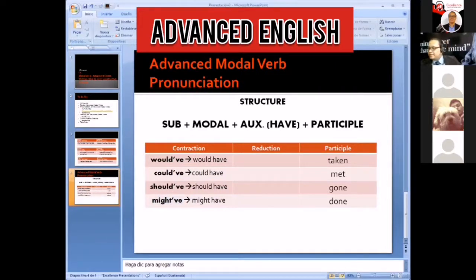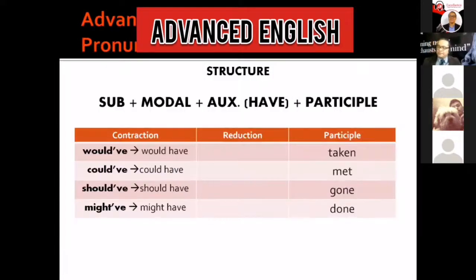So let's practice a little bit. It's all about practicing, you know what I'm saying? Just like in the video. So what is the sound of would and have contracted? Would've. Okay, so we're going to practice the modal verb and the participles. Repeat after me. Would have taken. Would have met. Would have gone. Would have done.